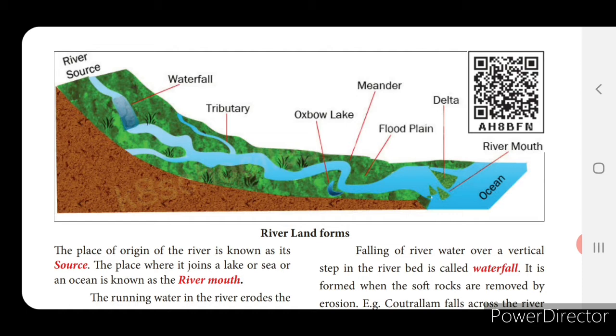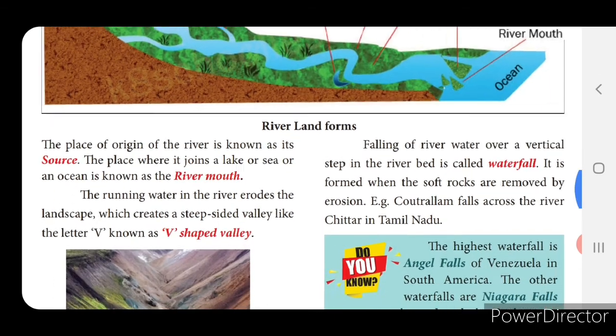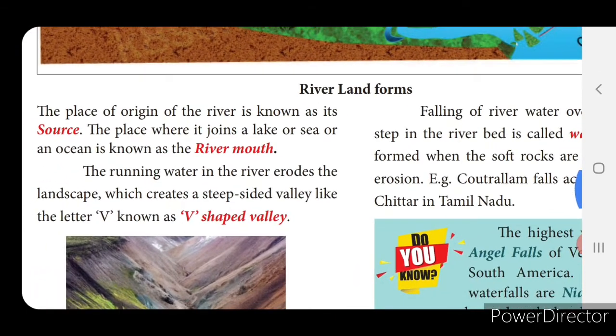So it will originate in a hilly region and reach the ocean or sea. That place we call the river mouth. The place where it originates we call the river source. The running water in the river erodes the landscape, which creates a steep-sided valley like the letter V, known as a V-shaped valley.